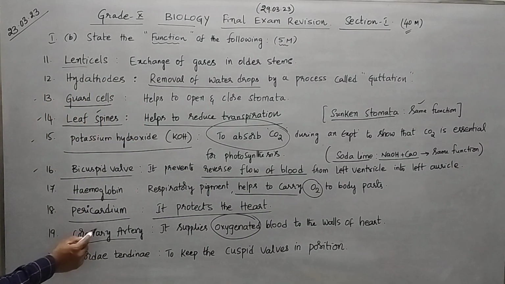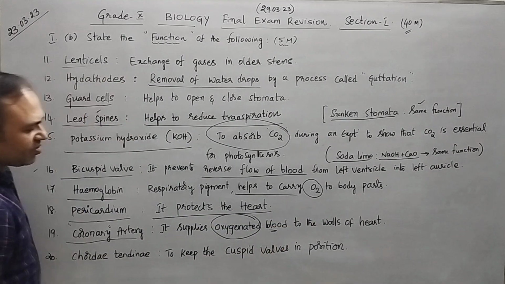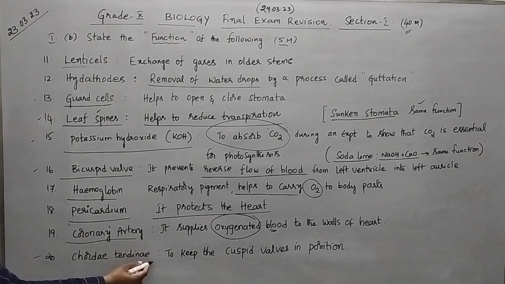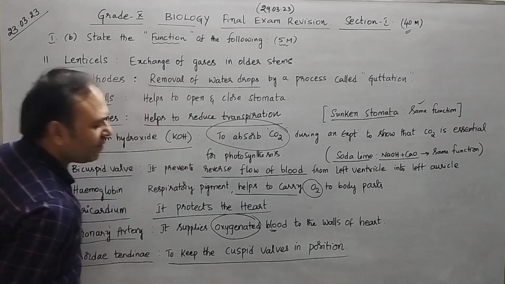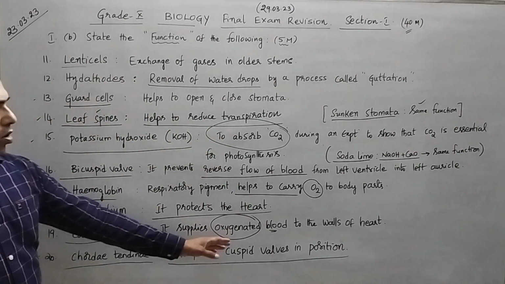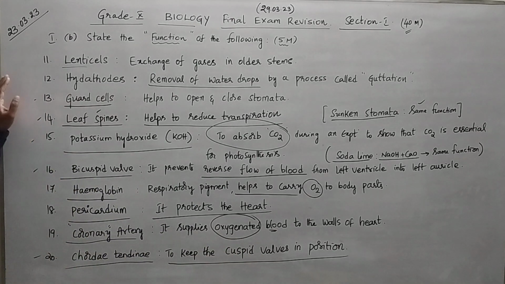The word coronary itself indicates heart. So coronary artery supplies oxygenated blood to the walls of the heart. 20. Chordae tendineae. It keeps the cuspid valves in position. So, not to move. So it keeps the cuspid valves in position. So these are the functions from 11 to 20. Let's move to 21.